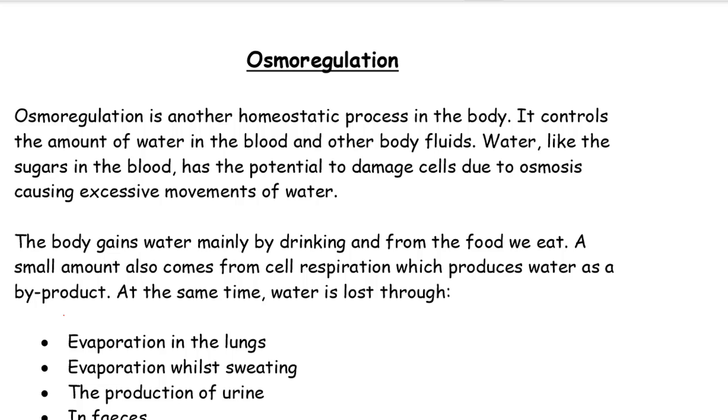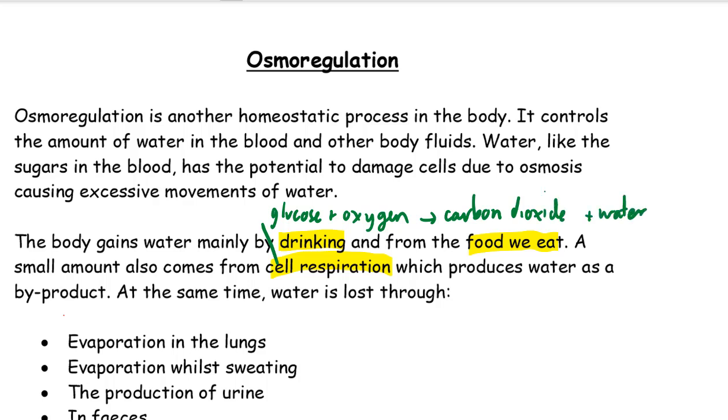Now the next thing to think about would be, where do we actually get all this water from? The water which we gain is pretty much from drinking or from the food that we eat. There's also a small amount which is produced from cell respiration, which produces water as a byproduct. You'll remember that the equation for respiration was glucose plus oxygen gives carbon dioxide plus water. So water is actually a waste product from respiration. So we get water from drinking, eating food, and respiration.